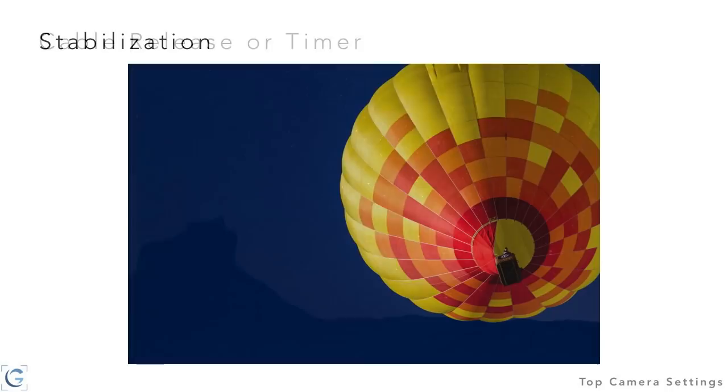And another area that we want to think about when it comes to movement is stabilization. This goes under all sorts of different names depending on the lens or camera manufacturer. In many cases, the technology is built into the lens. In some cases, it's built into the camera. It's especially helpful for handheld photography because we're now compensating for the movement of the camera.